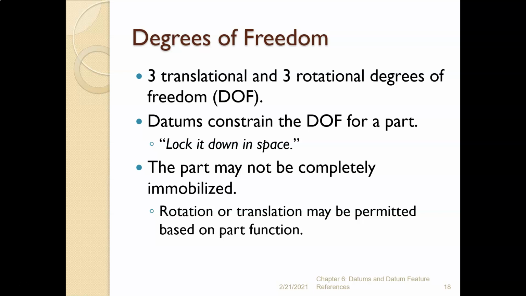Now we have three rotational directions. Take your phone and rotate it around the vertical axis. That's one rotational degree of freedom. Then we can rotate it around the horizontal axis. That's two rotational degrees of freedom. And then we can spin it so that it rotates like a clock. That's our third rotational degree of freedom. Datums constrain the degrees of freedom for a part. They lock it down in space.